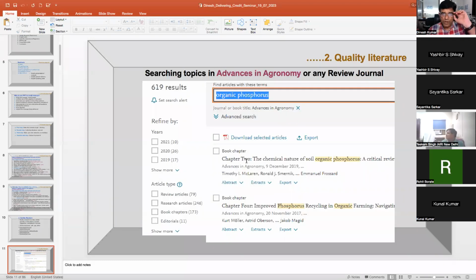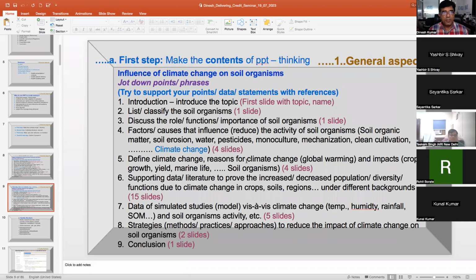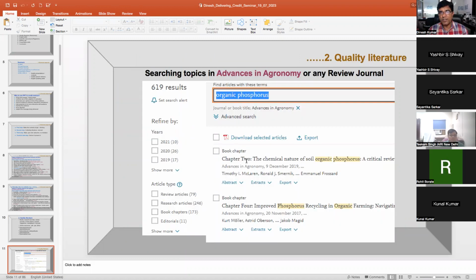Now for agronomy students, what I suggest is that you go straightaway to Advances in Agronomy. Whatever topic has been given to you, break it into keywords, like in this case, climate change and soil organism. You'll find so many review articles in Advances in Agronomy. Once you have found the article, you can take the DOI and download it, or you can get it from your seniors, or you can get it from me also.